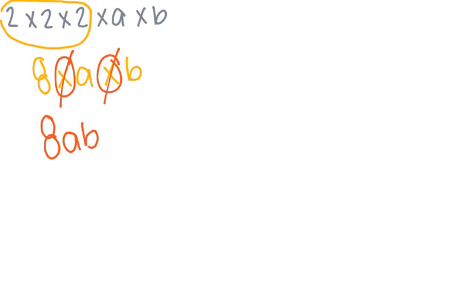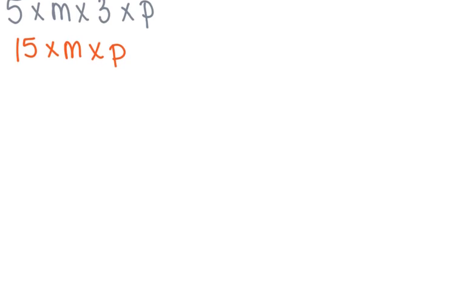All right, next one. All right, we have 5 times m times 3 times p. So the first thing we are going to do is we are going to get rid of the 5 and the 3, and we are going to make it one number. So what is 5 times 3? That is 15. So now we're going to have 15 times m times p. And we don't want those multiplication symbols. No, we don't. So goodbye. So we have 15mp.